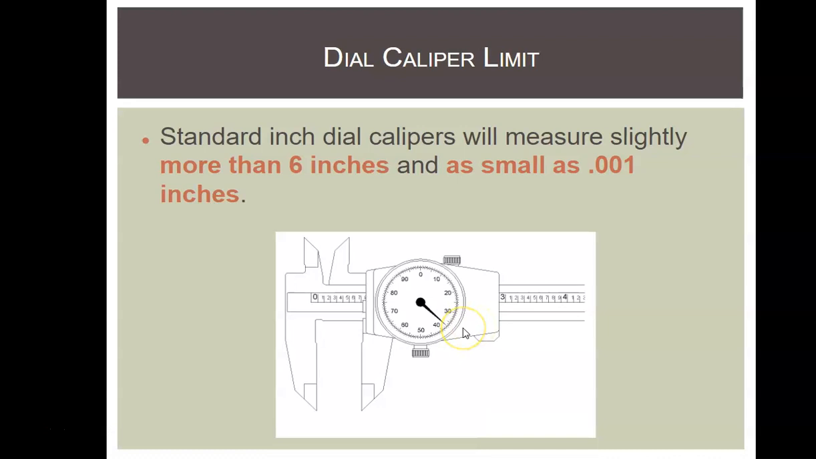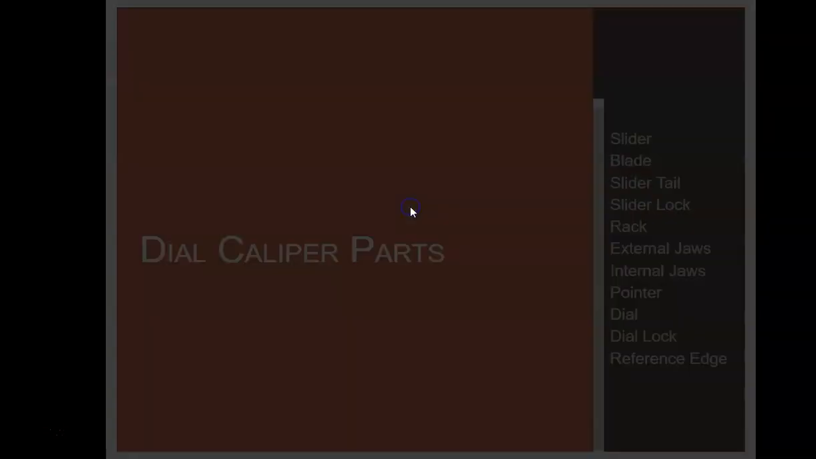The dial calipers we have in class will measure slightly more than 6 inches, but as small as 0.001 of an inch. That's really tiny for a measurement device. And this dial caliper that we have is pretty typical, around the 6-inch size.